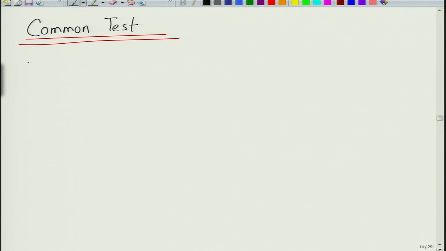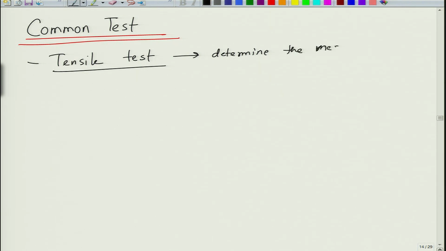So, the most common test that we do on materials is called the tensile test, in which this test is to basically determine the mechanical properties of the sample or material.